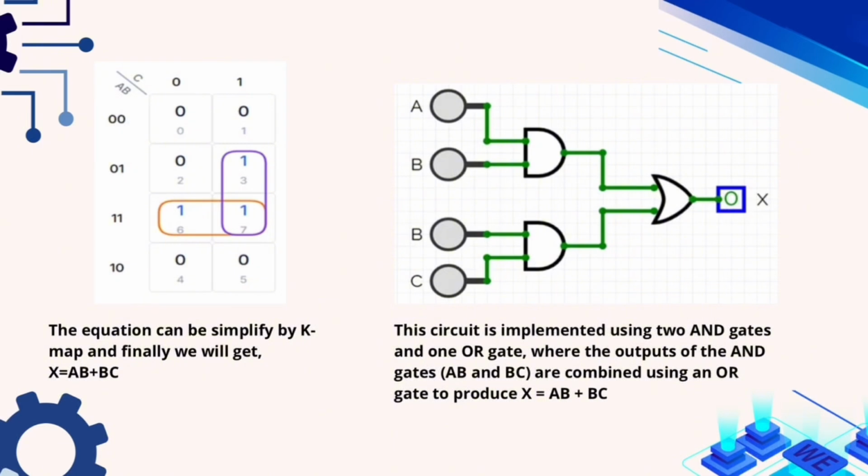At the gate level, this circuit is implemented using just 2 AND gates and 1 OR gate. The first AND gate computes A and B, the second computes B and C, and the OR gate combines them to produce the final output X. It's a very efficient and straightforward implementation.